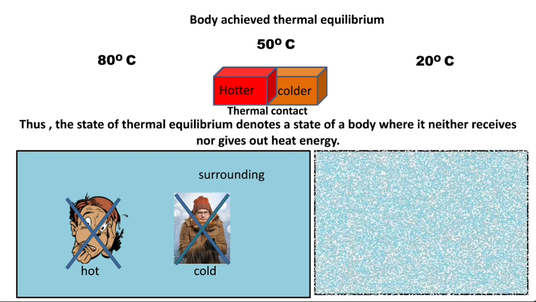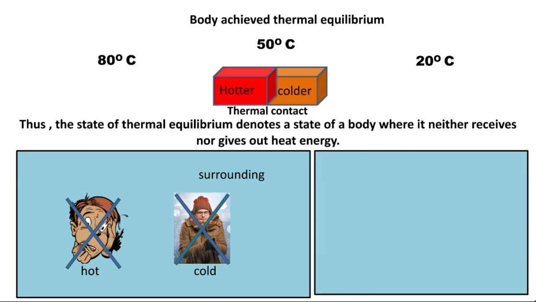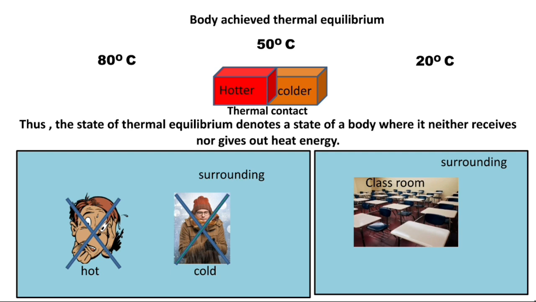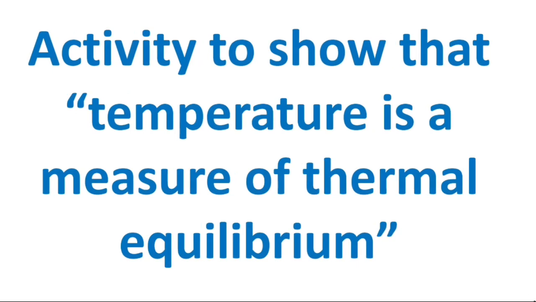Similarly, if you take the atmosphere in the surrounding and classroom furniture, the furniture in the room is in thermal equilibrium with the air in the room. So we can say that the furniture and the air in the room are at the same temperature. It means they are at thermal equilibrium.